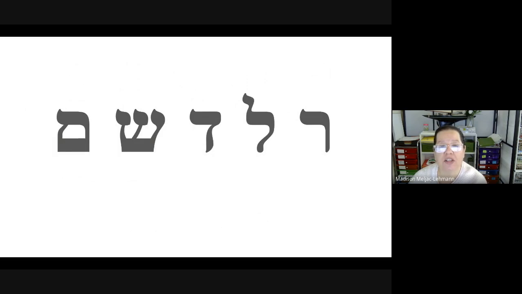Here's our letters again in our standard block print. We have Resh, Lamed, Dalet, Shin, and final Mem. And the reason, again, why I start on the right side is I just want to remind everybody that we read Hebrew from right to left.